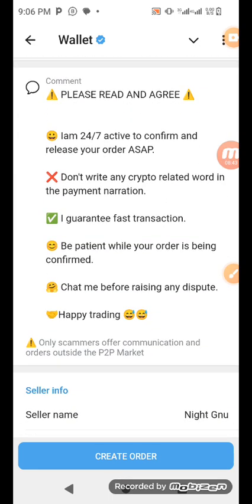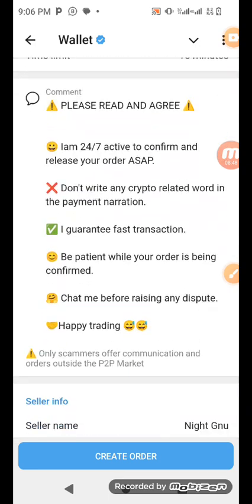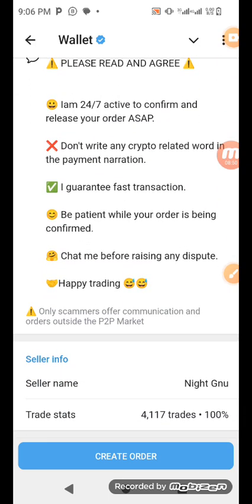Look at the create order page. Now everything is written here. Once I'm done with this, I feel okay. I'm cool with this. Look at the seller name, Night Guru and all that. This is not the account name where I'm going to pay this money. You are not seeing it yet.